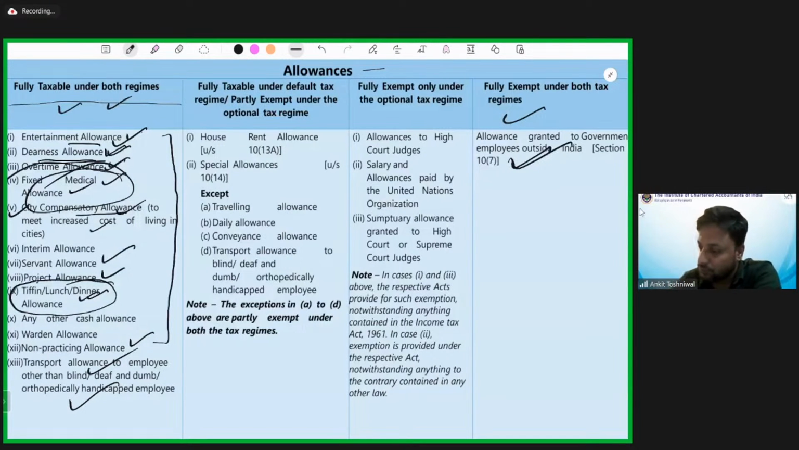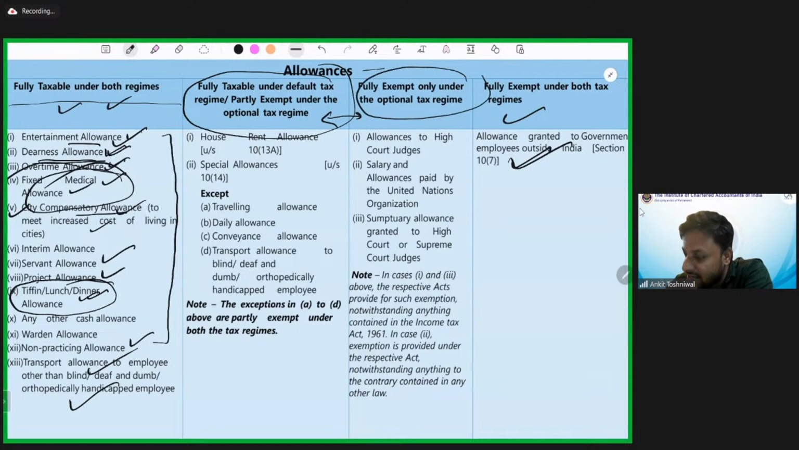Okay. Now there are two different allowances. Number one, exempted partly. And these are the allowances which are exempted under the optional tax regime only, fully. Only old tax regime. Optional means old regime, and these are exempted only in the old regime.